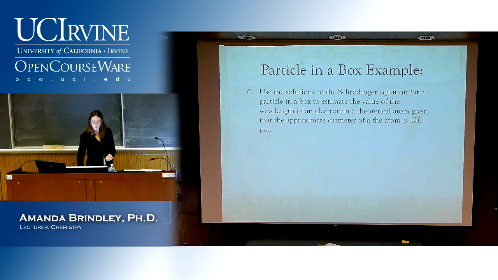Okay. So what we can do is use this to model a particle in the box example where we're given a wavelength of an electron, or we want to find the wavelength of an electron of a theoretical atom given an approximate diameter. If we say that the diameter is about 100 picometers, we can find the wavelength of that theoretical atom.